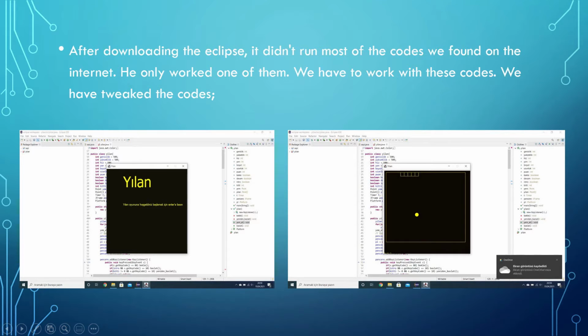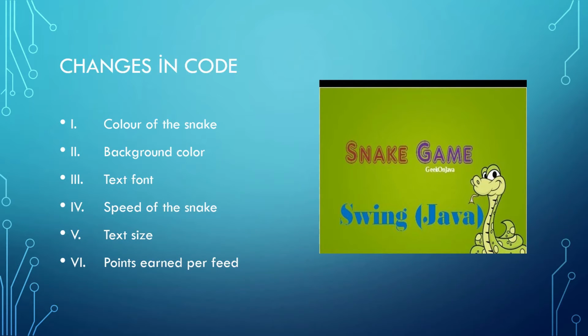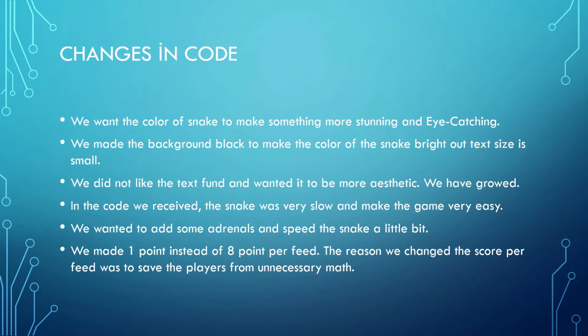After downloading Eclipse, it didn't run most of the codes we found on the internet. It only worked with one of them. We had to work with these codes. We have tweaked the codes, with changes in the code: color of snake, background color, text fonts, speed of the snake, text size, points earned per feed. We wanted the color of the snake to be more static and eye-catching.